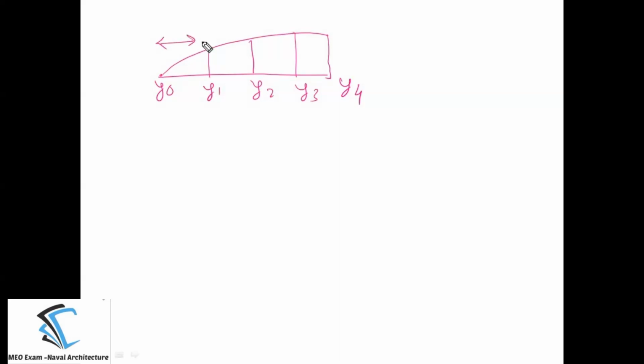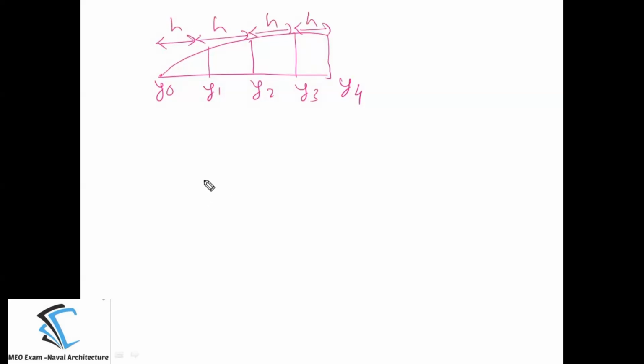Now consider there are 5 ordinates. So y0 value is 0, y1, y2, y3, and final one is y4. The spacing between the each consecutive ordinates is same everywhere. I will call as a h.